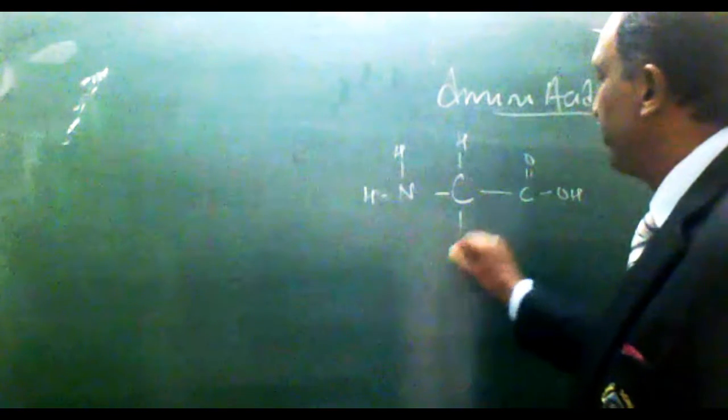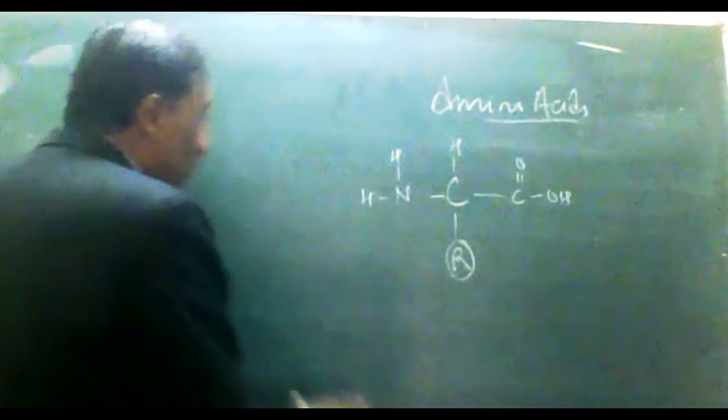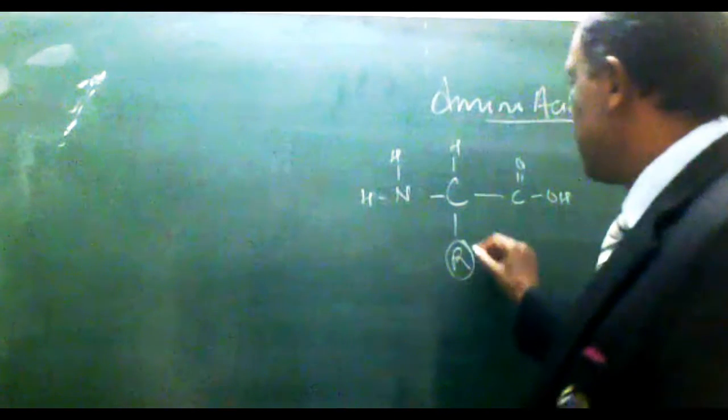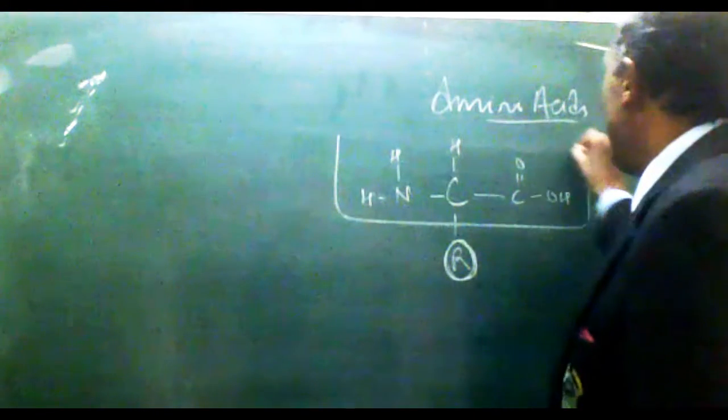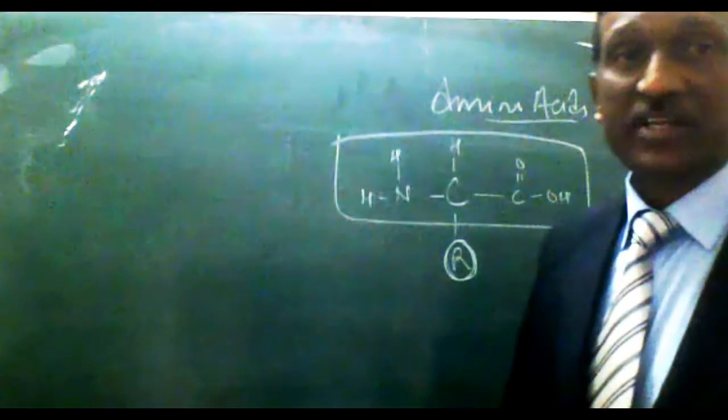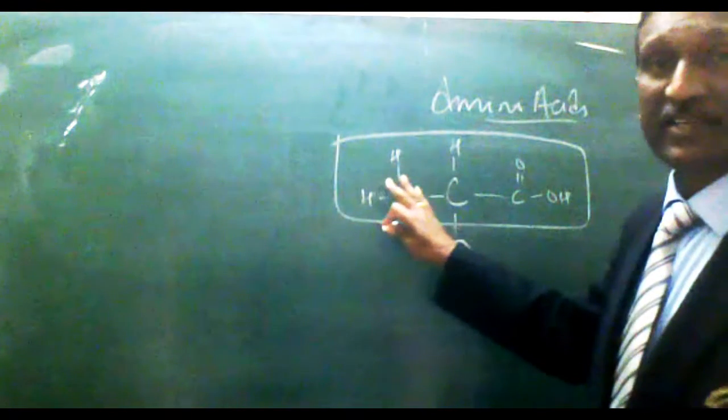And there are 20 different types of Rs. Based on the types of Rs, there are 20 different types of amino acids. So I said there are 20 types of amino acids. What do these 20 types depend on? On what the Rs are. These all things are the same in all the amino acids. All 20 amino acids have this part exactly the same.